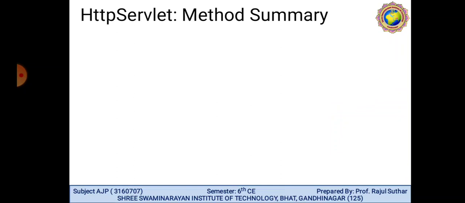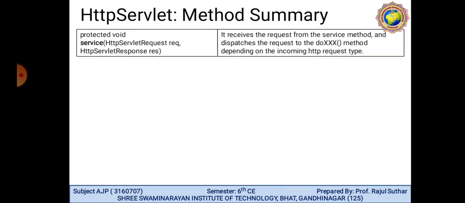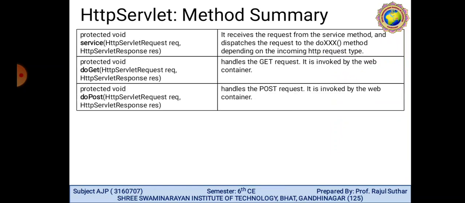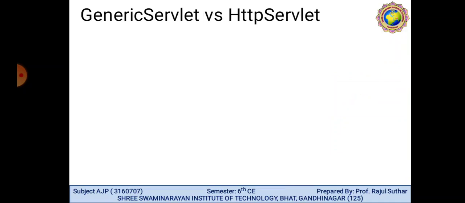HTTP servlet methods. In the HttpServlet, we require the protected void service(HttpServletRequest...) method. We require the protected void doGet method to handle the get request, which is invoked by the web container. The doPost method handles the post request, and it is also invoked by the web container.